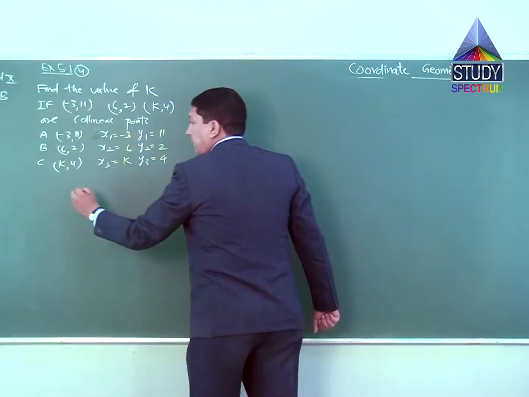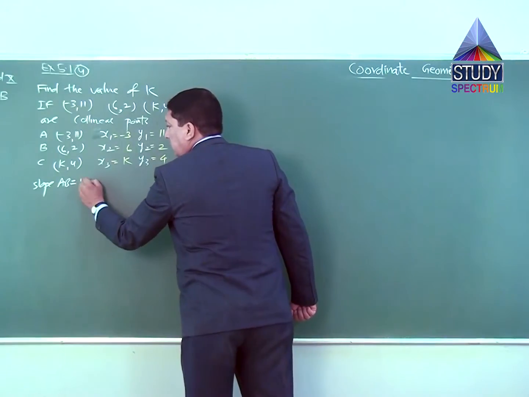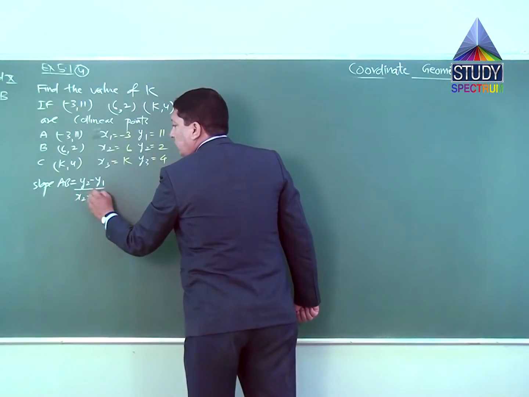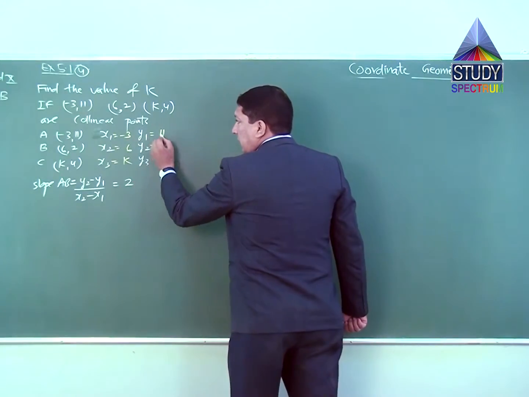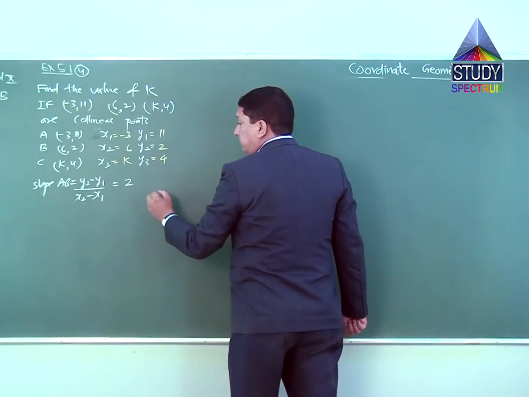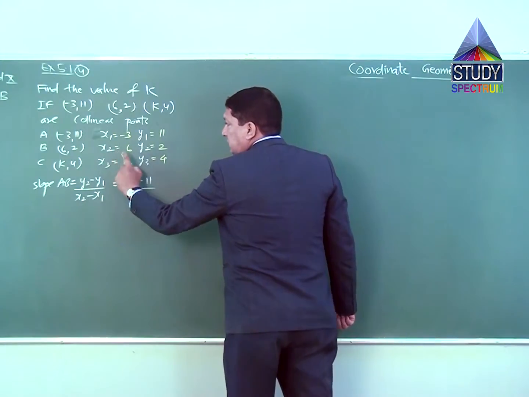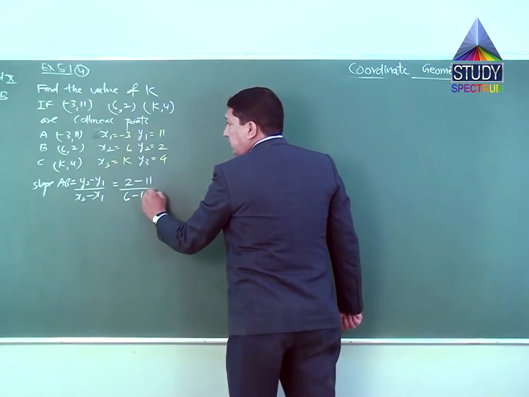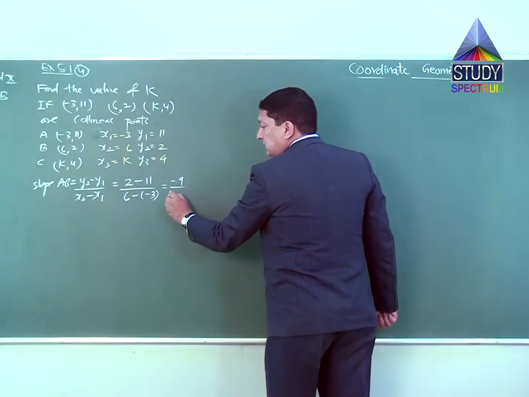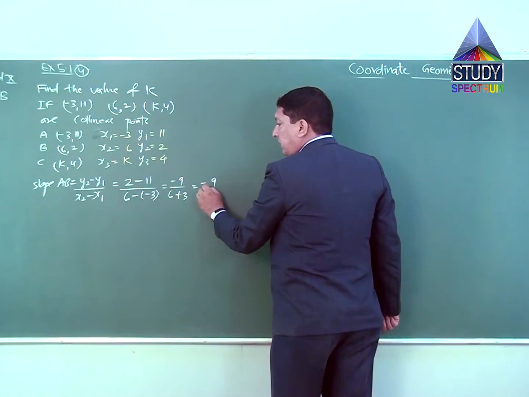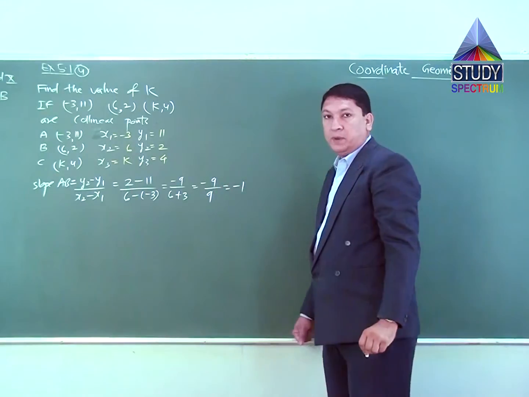So we find out slope of AB now. Slope AB equals y2 minus y1 upon x2 minus x1, now y2 is 2, y1 is 11, x2 is 6, x1 is minus 3. So minus 9 upon 6 plus 3, minus 9 upon 9 gives you minus 1. So slope AB we got is minus 1.